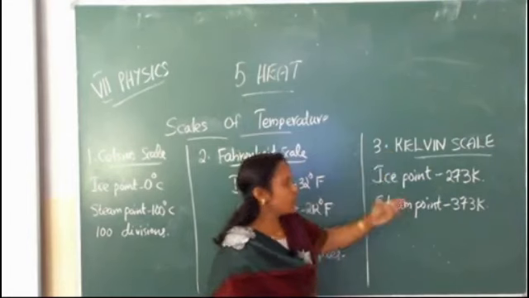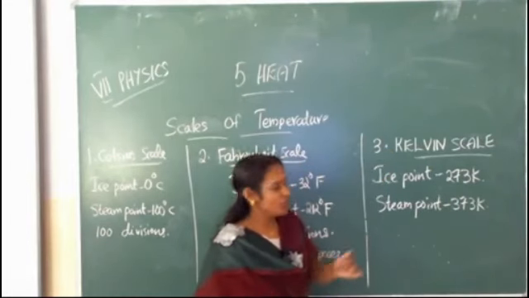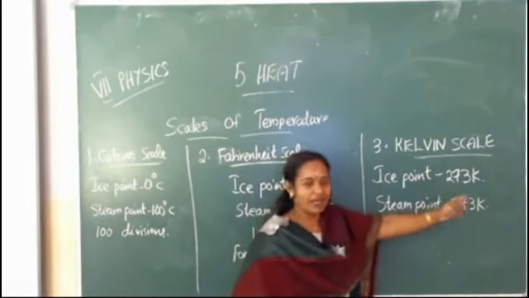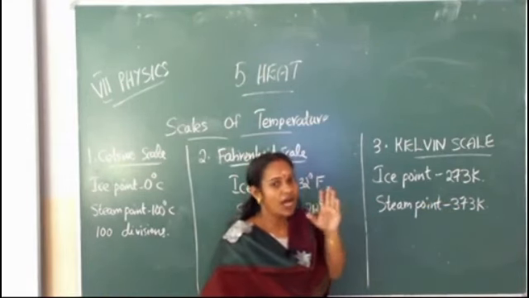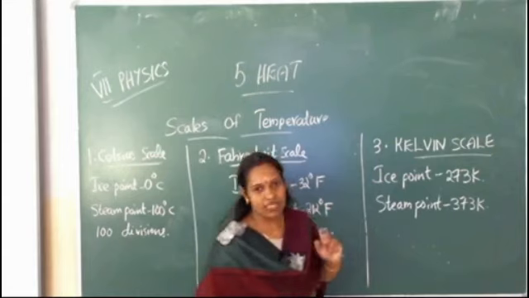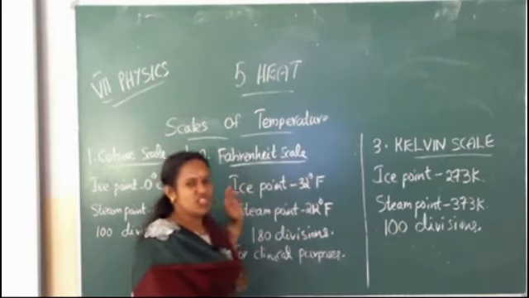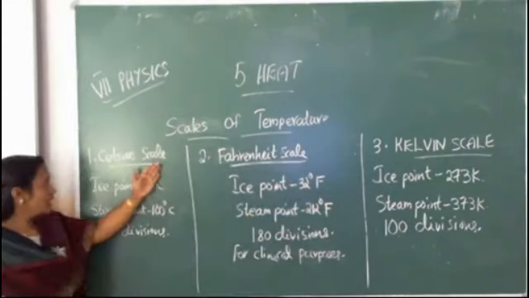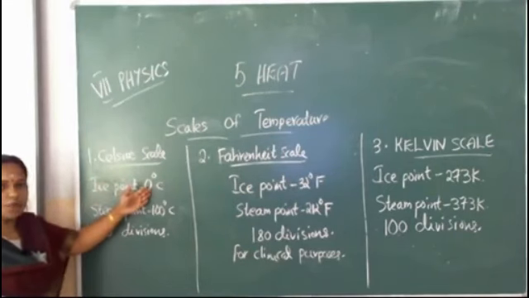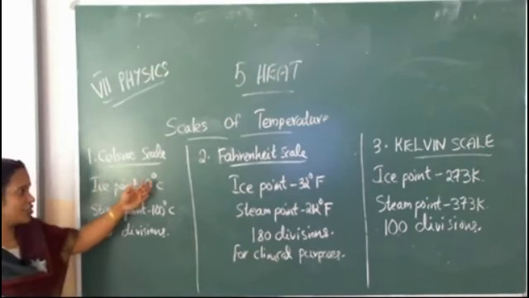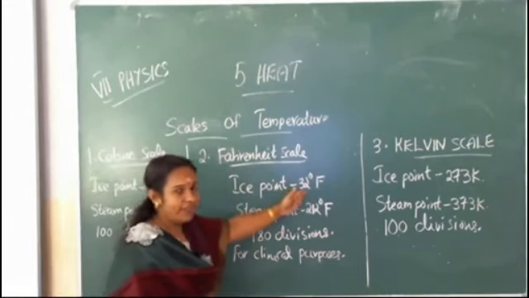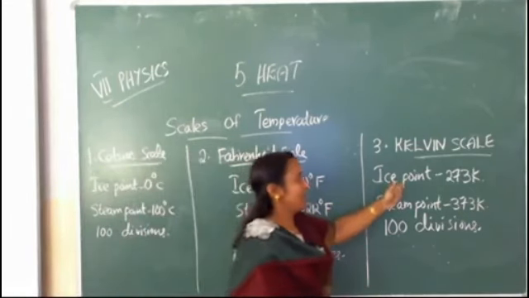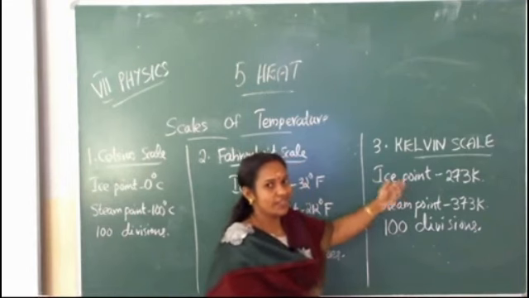What about the number of divisions in Kelvin scale? If you are subtracting 273 from 373, we will get what? 100. So there are 100 divisions in Kelvin scale. So these three scales just compare and study. In Celsius scale, the ice point is at 0 degrees Celsius. In Fahrenheit scale, ice point is at 32 degree Fahrenheit, and in Kelvin scale, ice point is at 273 Kelvin.